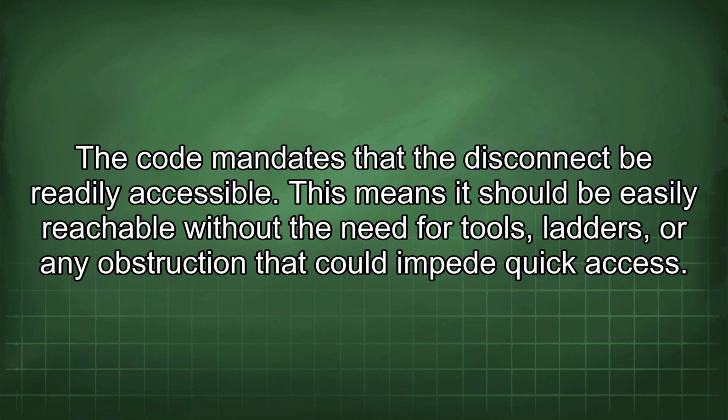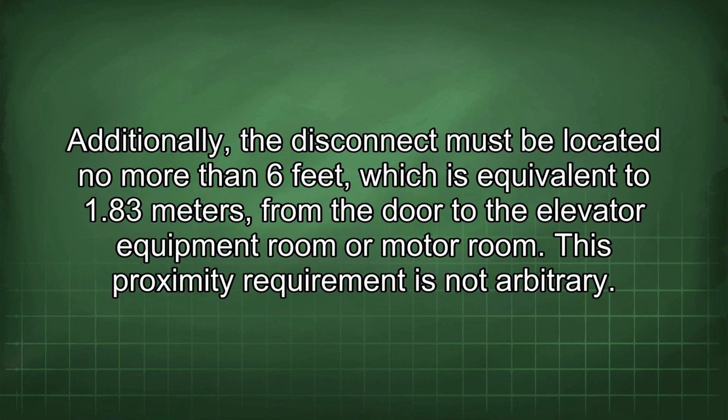This means it should be easily reachable without the need for tools, ladders, or any obstruction that could impede quick access. Additionally, the disconnect must be located no more than 6 feet, which is equivalent to 1.83 meters, from the door to the elevator equipment room or motor room.